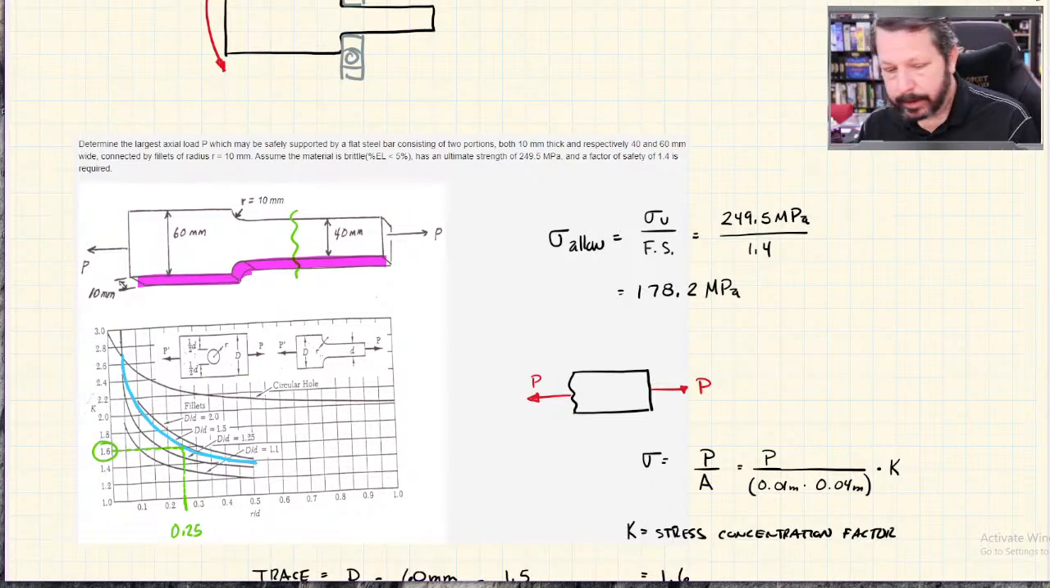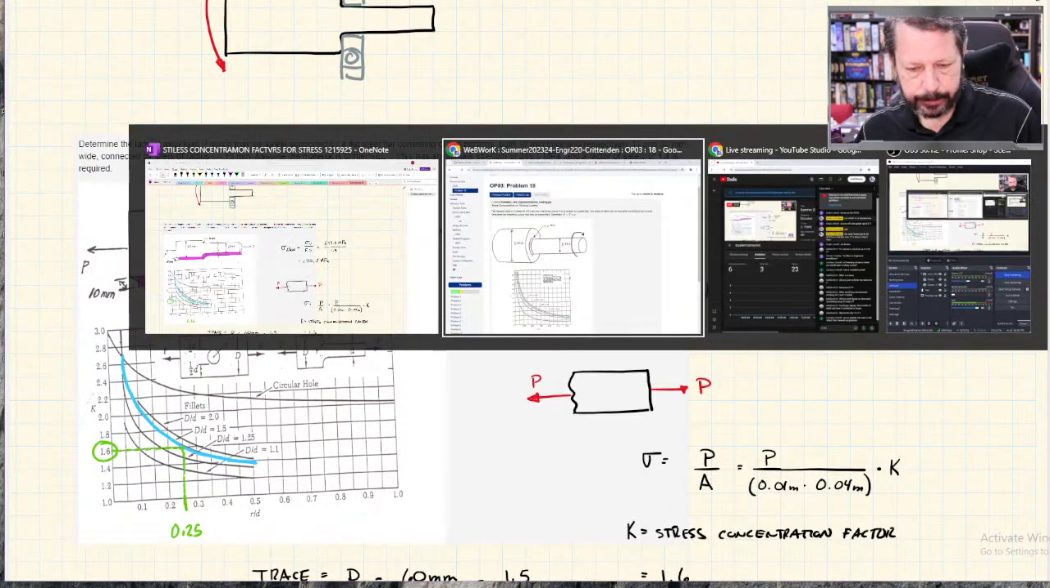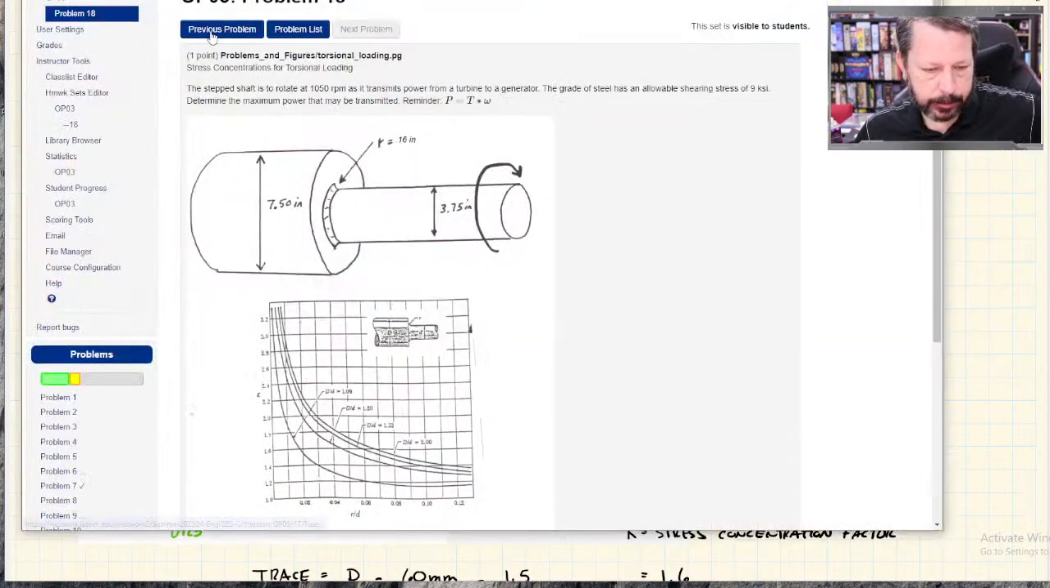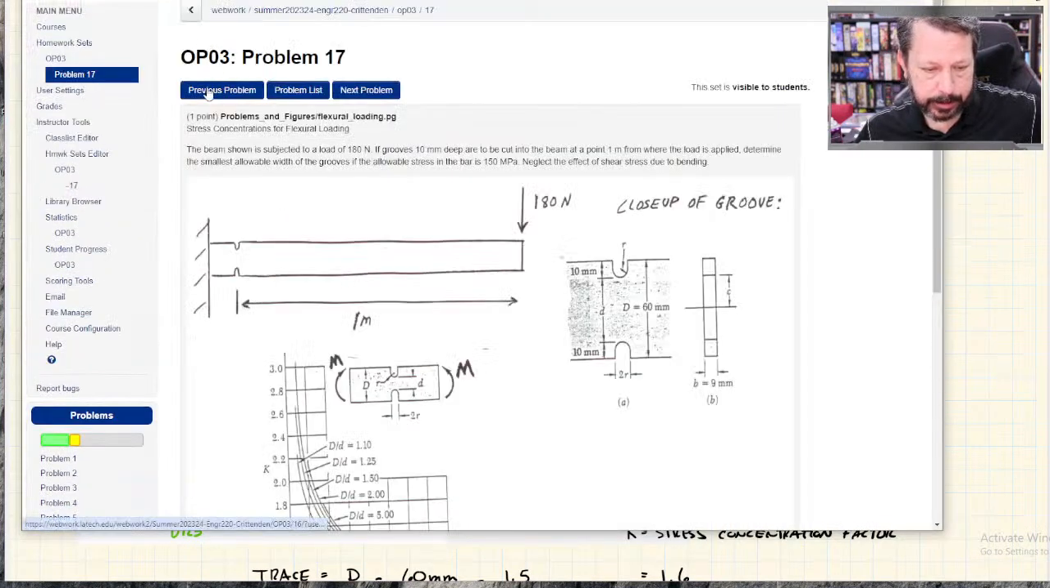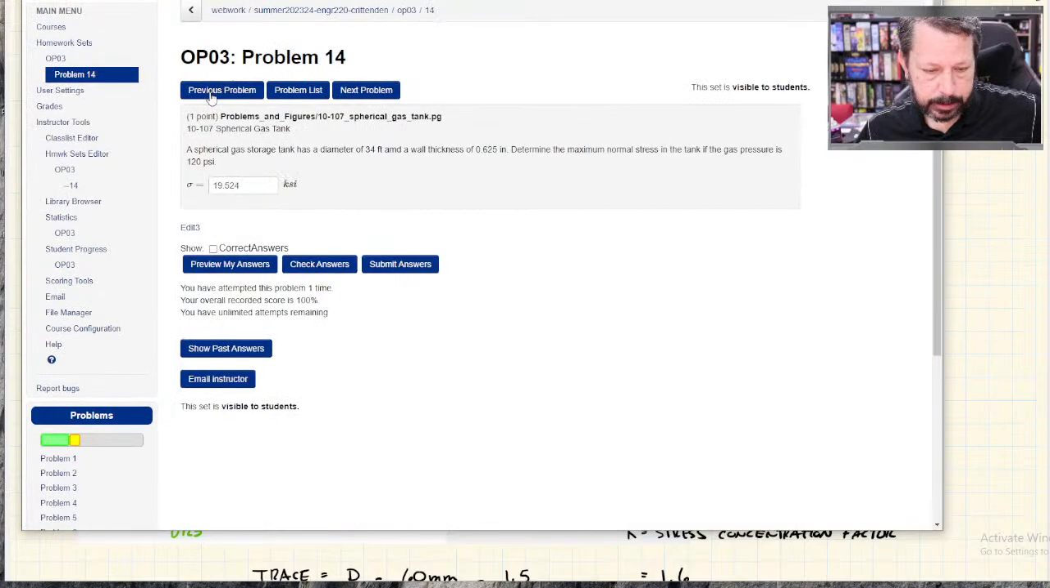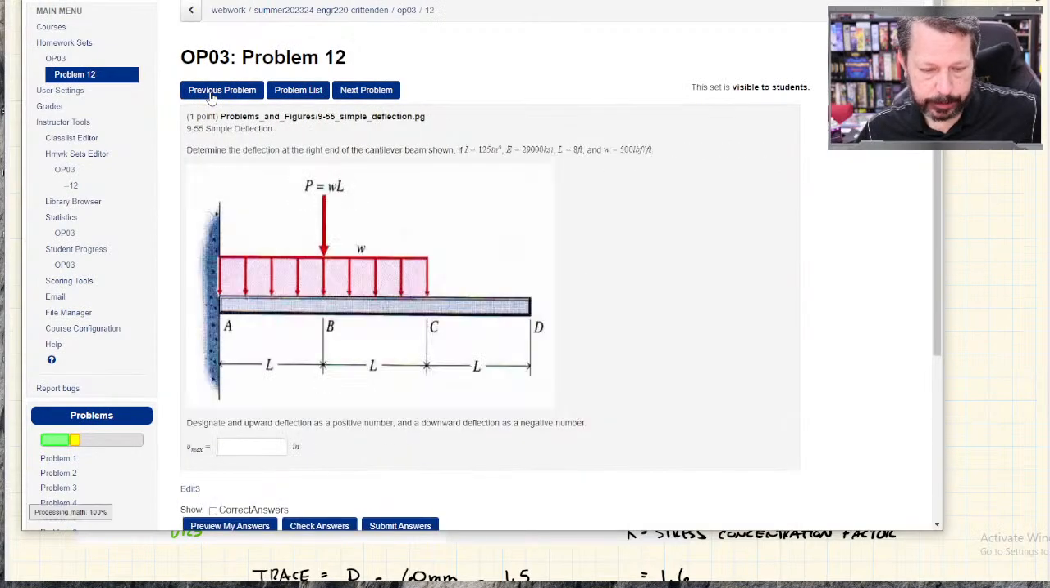So the teeth thing goes back to the power transmission. So if we go back a couple of problems here, that should be one. Oh well, that's the pressure vessels.